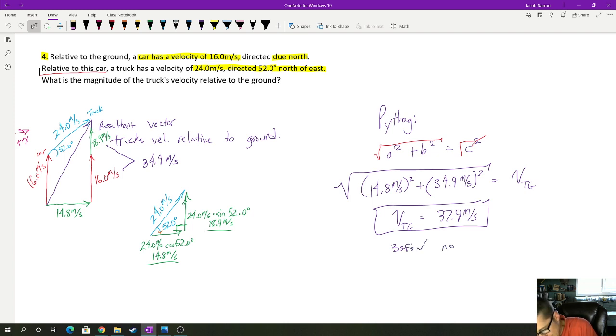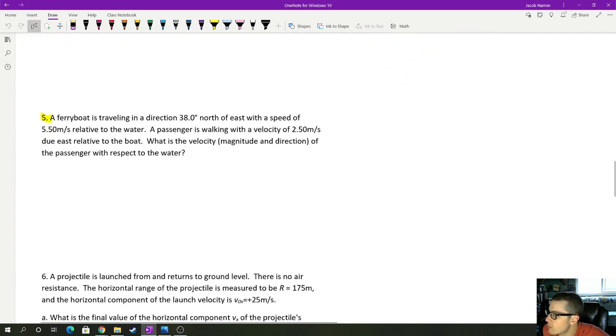And also, no direction was required. If you look back, the problem said magnitude. Okay, what is its magnitude? So we don't need direction. We're good to go. Let's quickly look at number 5.